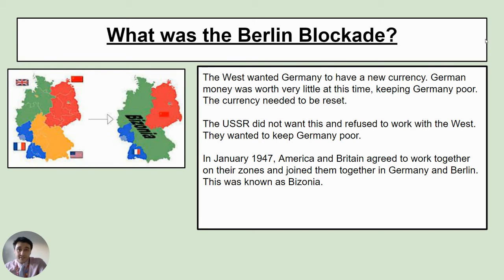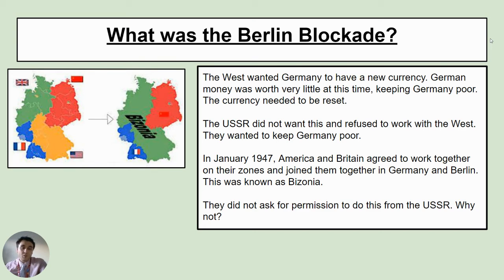So, very sneakily, in January 1947, America and Britain agreed to work together on their zones. They joined them together in Germany and Berlin, as you can see in this diagram. And this was known as Bizonia. Bi meaning two, like a bicycle, two wheels, bisexual, being attracted to two genders. Two, and zonia means zones, two zones there. So they've joined together. What does this mean? Well, it means that they can repair the zones much more quickly. They're working together. These areas will be rebuilt and repaired much, much faster.